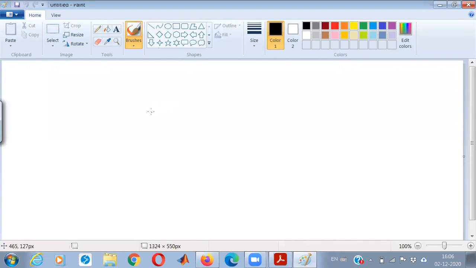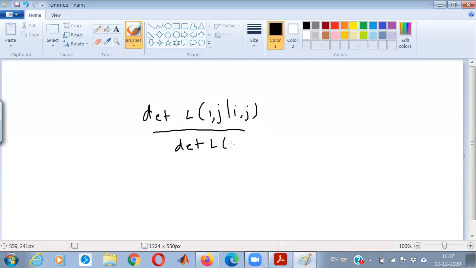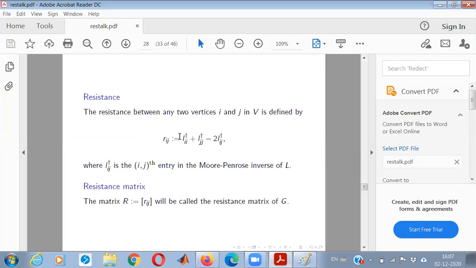But this definition, the determinant where you delete two rows and two columns and divide by the number of spanning trees, was one candidate. And the other definition is the one I'm going to use. We tried these two definitions and did some computation, but finally we finalized on this definition, that you take the Moore-Penrose inverse and just define your resistance distance to be this quantity.